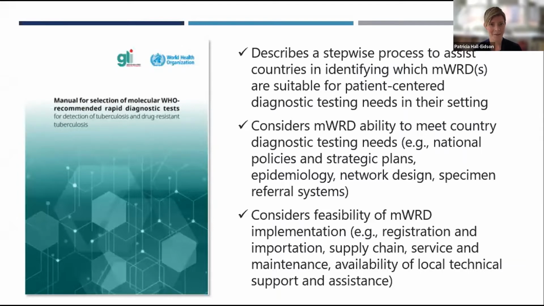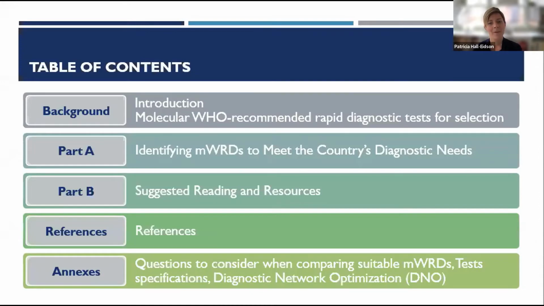So let's get into the manual a little bit now, and we're going to take a tour together. The new manual is organized into a background section with an introduction and manual scope discussion, into two parts, where part A focuses on identifying and considering the implementation of suitable mWRDs for your particular setting, and part B presents a wealth of suggested reading links and further reading resources supported by a comprehensive list of references, which are followed then by two annexes, which serve as resources for suitable mWRD cross-comparison and some discussion on diagnostic network optimization, which is an important and related topic to some of the activities in the manual.